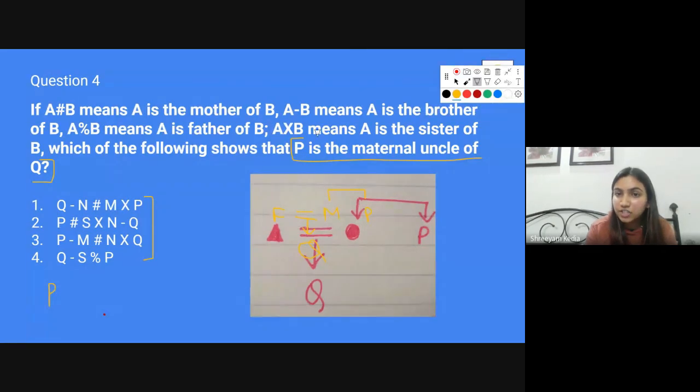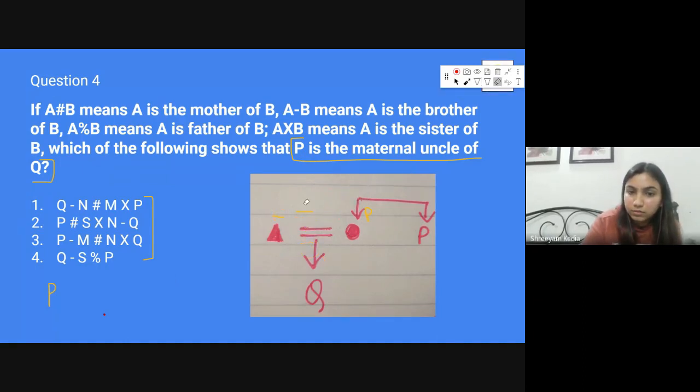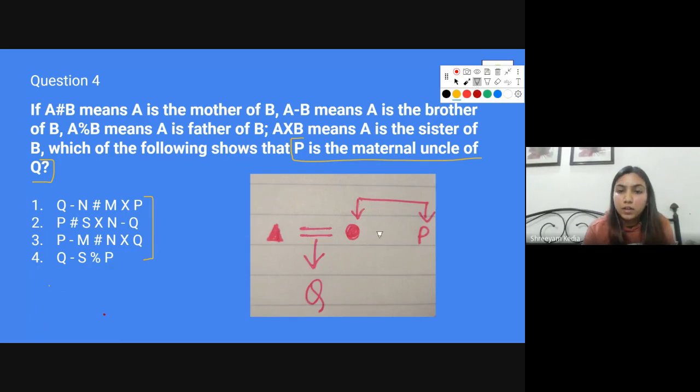अब इसमें सिस्टर का रिलेशनशिप कैसे दिया है? A minus B means A is the brother of B. Okay, so let me make this little clearer. So this is the relation. So we have to establish that P is the brother of the mother. This is the mother. Let's assume M here. ठीक है? So P is the brother of M. तो यहाँ पे क्या symbol आएगा? P और M के बीच में to denote minus, right?